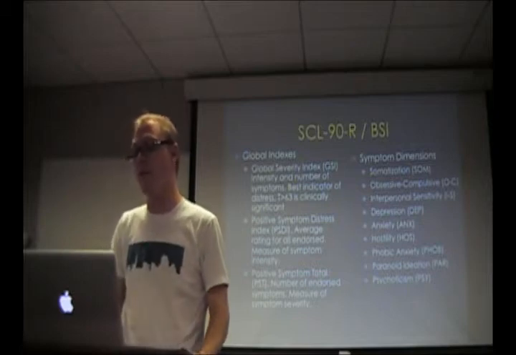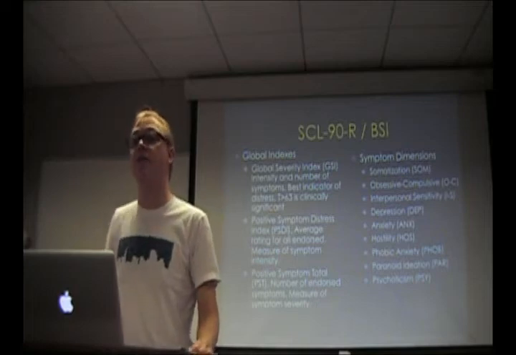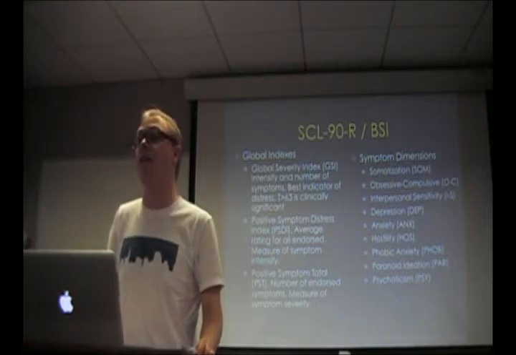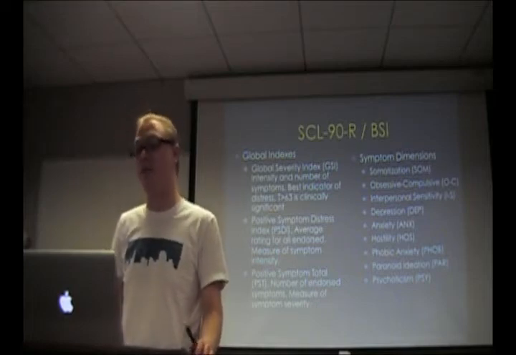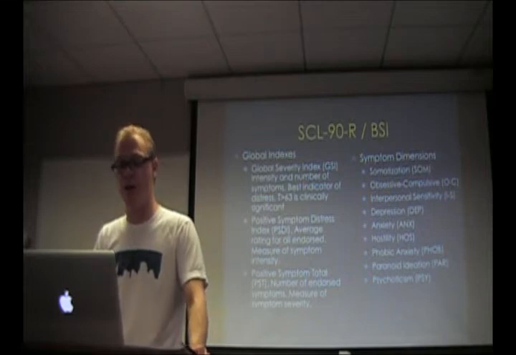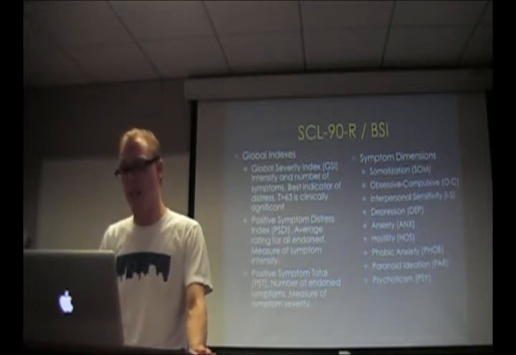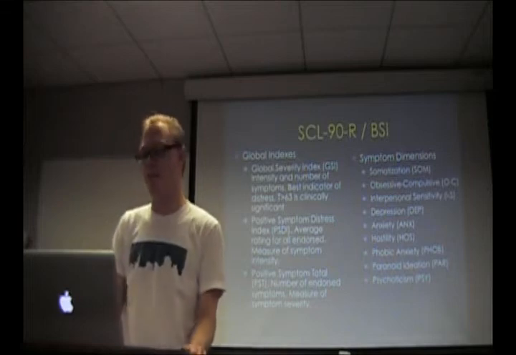There's an obsessive-compulsive dimension, interpersonal sensitivity dimension. That's actually really interesting with somebody that doesn't have very clear psychopathology, but they have a lot of interpersonal problems, or like Axis 2 type stuff. IS is probably going to be high. There's the depression and anxiety, hostility, phobic anxiety, paranoid ideation, and psychoticism.